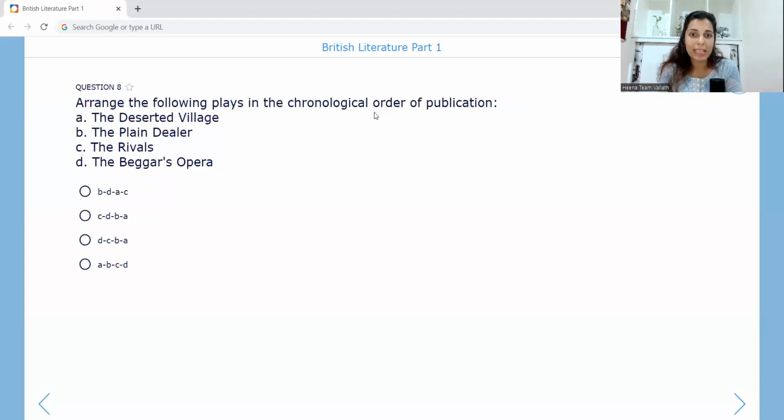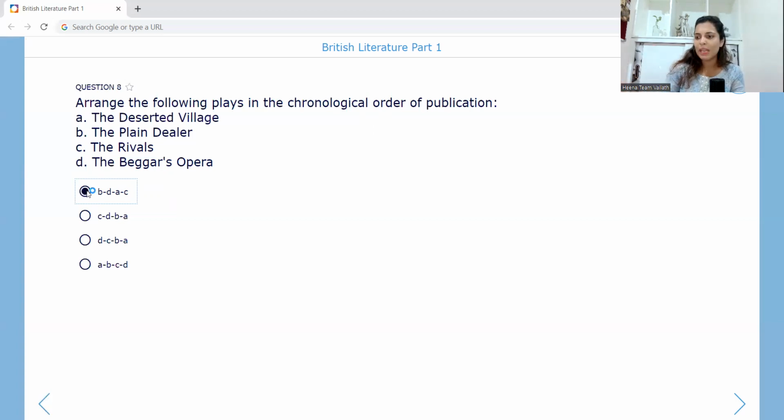Question number 8. Arrange the following plays in the chronological order of publication. A, The Deserted Village, B, The Plain Dealer, C, The Rivals, or D, The Beggar's Opera. You have to arrange them chronologically. It's a little difficult question, but don't worry, we'll discuss it right now. The answer is option B, D, A, C.